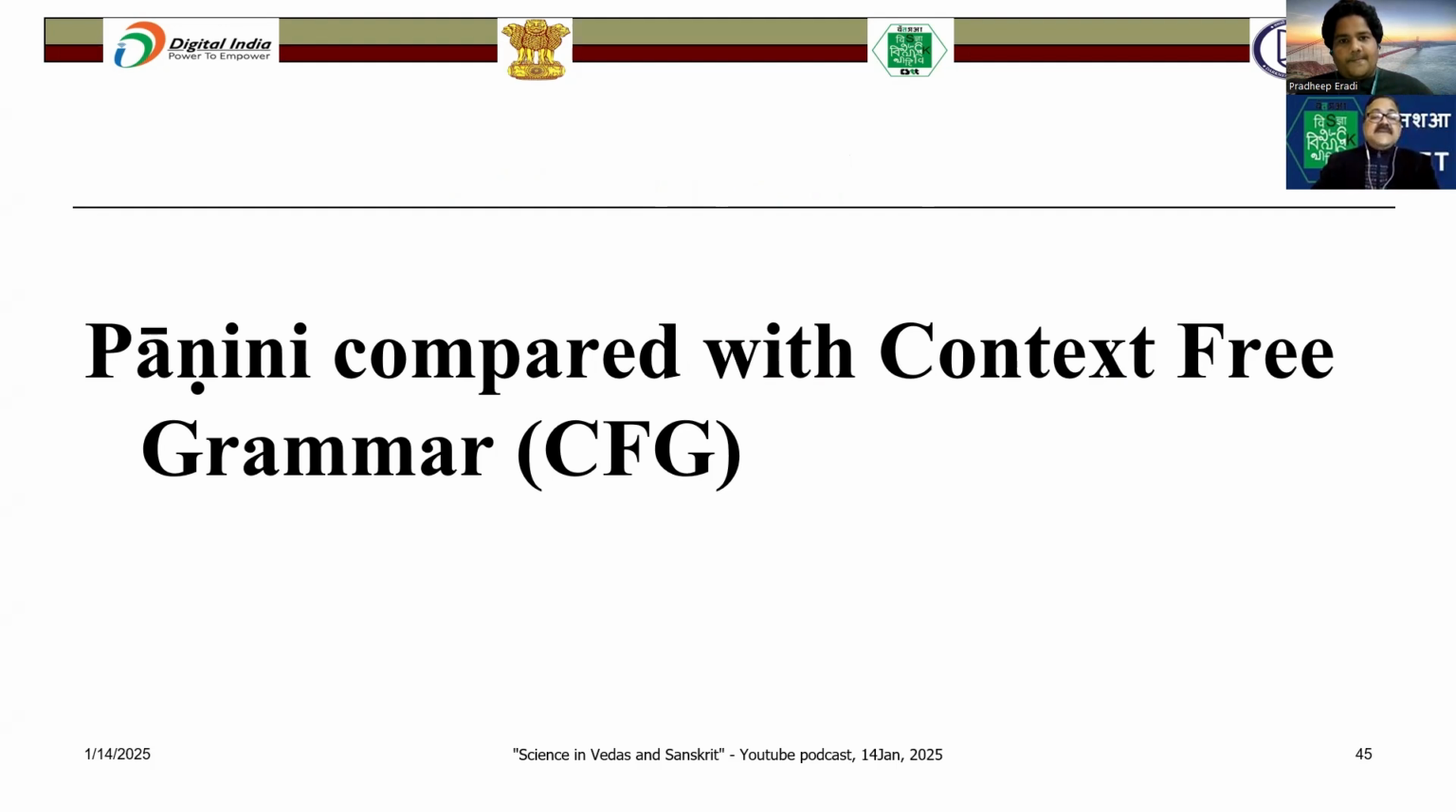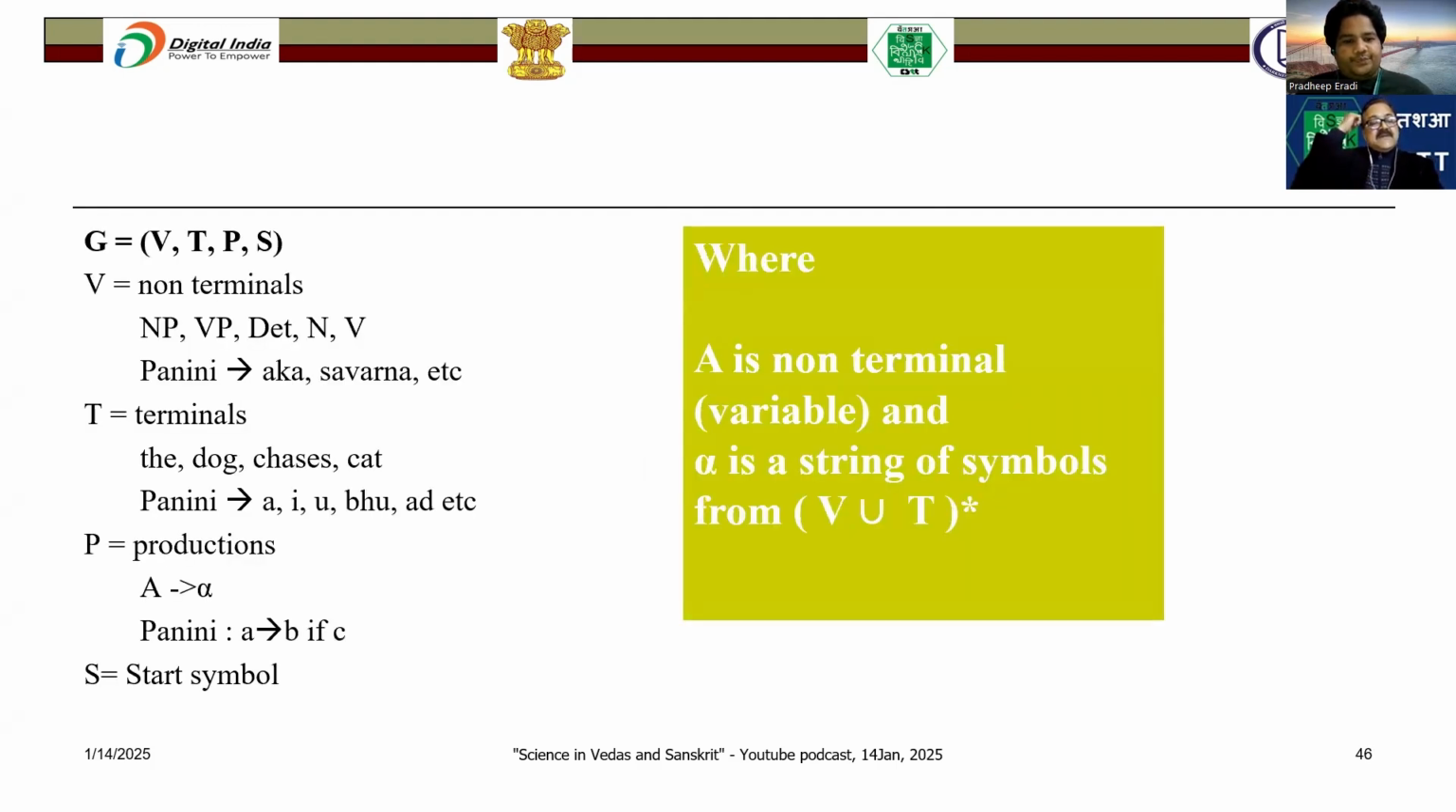If you compare the context-free grammar, Chomsky gave a grammar hierarchy: type 0, type 1, type 2, type 3, and type 2 grammar is context-free grammar, which was used for compiler design. If you compare that with Panini, you'll find much more similarity. So formally, a context-free grammar is a collection of non-terminal items, terminal items, productions, and a start symbol.